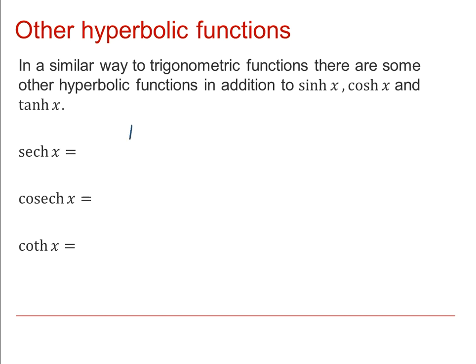So for example, the first one here is 1 over cosh x. Now there are different pronunciations for this. Sech or shek are fairly standard ones, so you may come across different ways of pronouncing these. But sech x is 1 over cosh x. Cosech x is then 1 over sinh, and coth is 1 over tanh. So the reciprocals of the hyperbolic functions produce three new hyperbolic functions: sech, cosech and coth x.